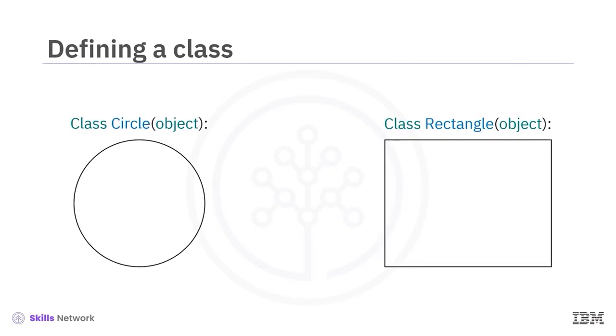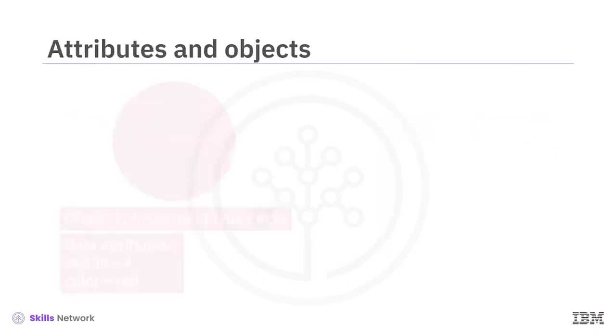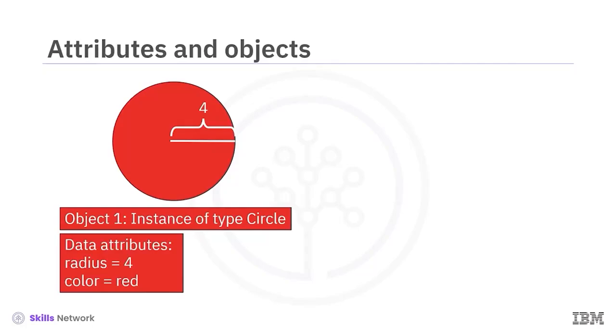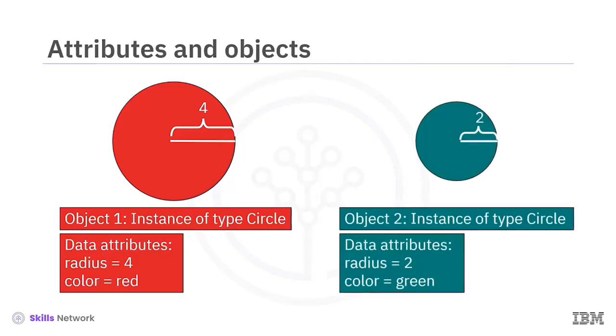Classes are outlines; we have to set the attributes to create objects. We can create an object that is an instance of type circle. The color data attribute is red, and the data attribute radius is 4. We can also create a second object that is an instance of type circle. In this case, the color data attribute is green, and the data attribute radius is 2.